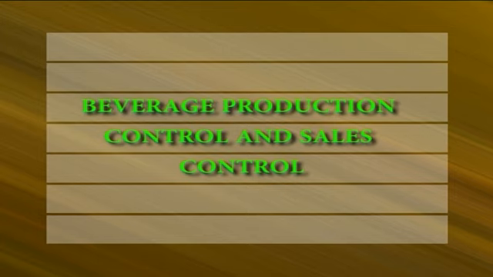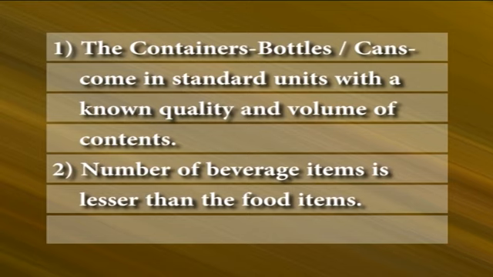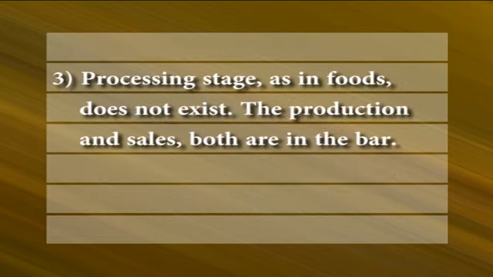Beverage production control and sales control. The preparation of beverages is simpler than that of food because the containers, bottles, cans come in standard units with a known quality and volume of contents. Number of beverage items is lesser than the food items. Processing stage as in foods does not exist. The production and sales both are in the bar.